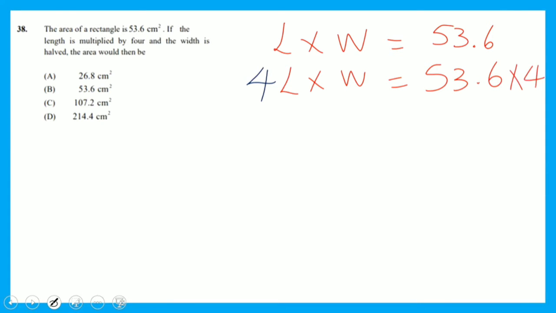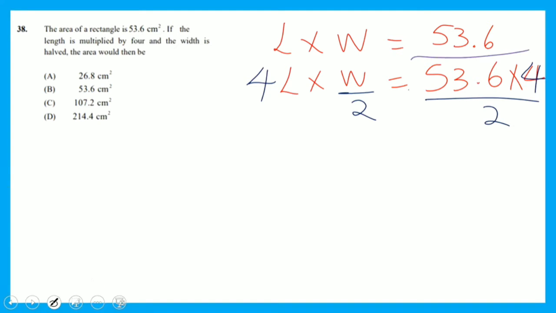It says the length is multiplied by 4 and the width is halved. That means we're going to divide our width by 2. All right. So here we go. If we divide this width by 2, our answer would also be affected. Our answer would also be halved. All right, so that's going to be divide by 2. And it's just the way the laws of multiplication and division work. All right, so it says now what would the new area be?